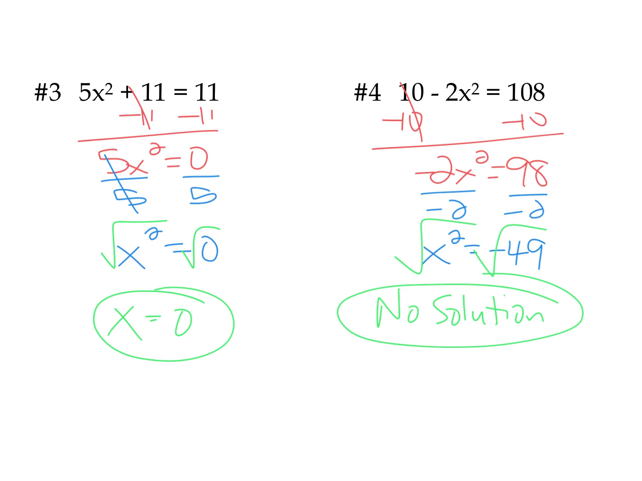Make sure it's at the end when you get the x squared by itself. Right up here it had 108. That was positive, so we could square root that. But when we get the x squared by itself, when we go to square root both sides, we cannot square root the negative in that case.